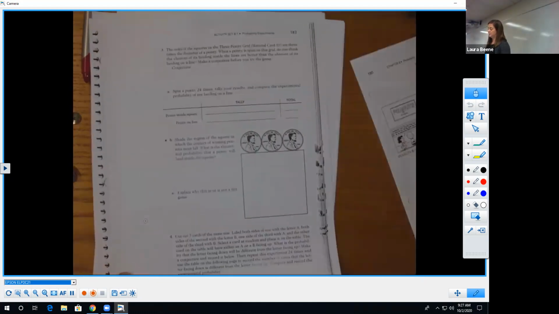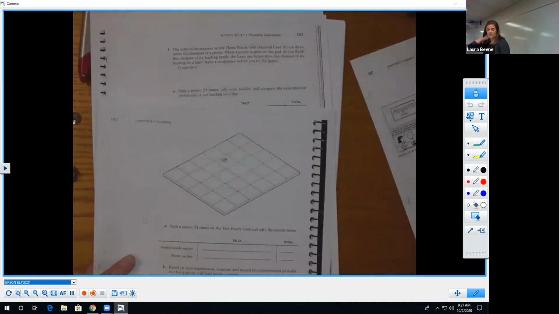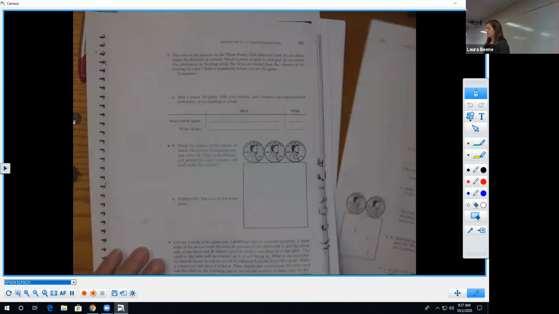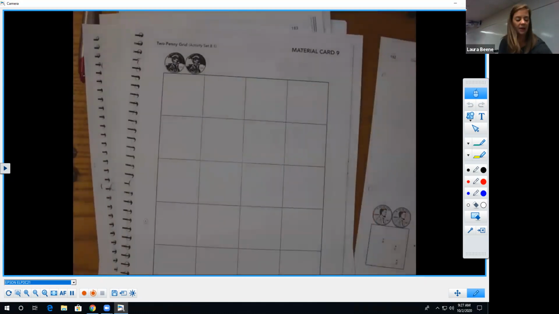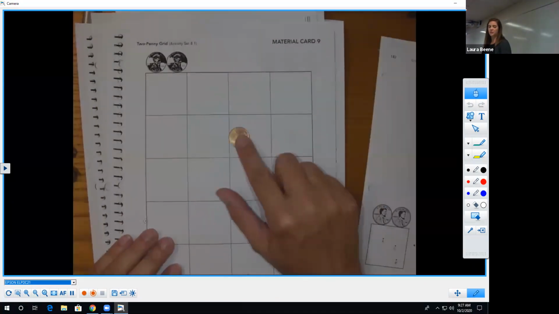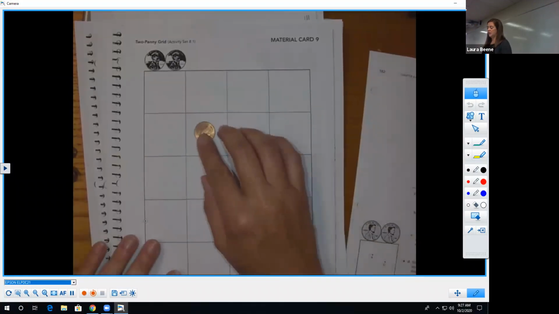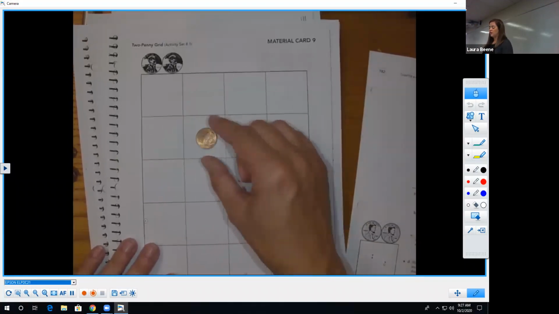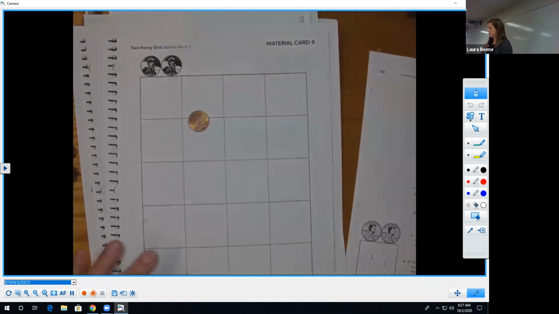Okay, so here's the experiment. We have this grid and we're spinning a penny to see how many times it lands inside the square. So I'm using this card right here for it. Let me get my penny out. So here's the size of the penny. It fits pretty well in there, right? So do you think this is a fair game? Do you think you can land the penny in the grid more often, or will it land on the lines more often? That would just be something that you would decide.